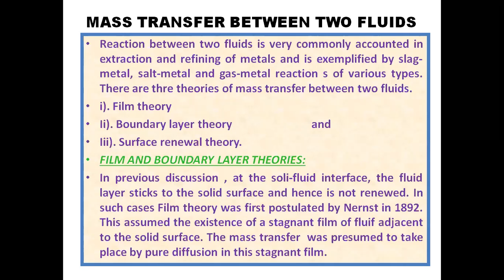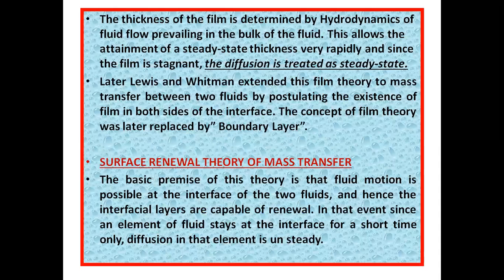In such cases, film theory was first postulated by Nernst in 1892. According to him, given the existence of a stagnant film of fluid adjacent to the solid surface, the mass transfer was presumed to take place by pure diffusion in the stagnant film. That means you should penetrate that film, then only the reacting fluid will go inside. That is by the process of diffusion. The thickness of the film is determined by hydrodynamics of fluid flow prevailing in the bulk of the fluid.